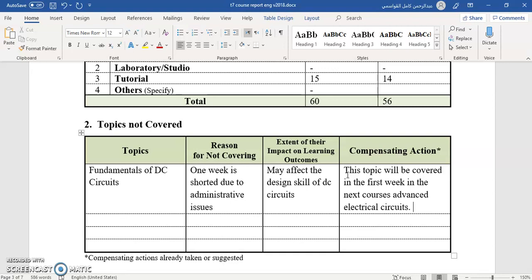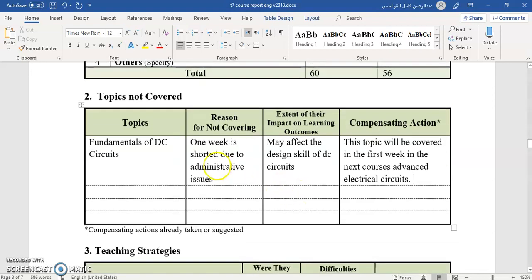So maybe you have another compensating action. Say it is not necessary, or it can be taken as self-reading or something like this. If the topic not covered has no impact on learning outcomes, you can say there is no impact and it is not necessary, and it is okay, even if the student didn't study this topic, it will not affect their future study or their learning outcomes.